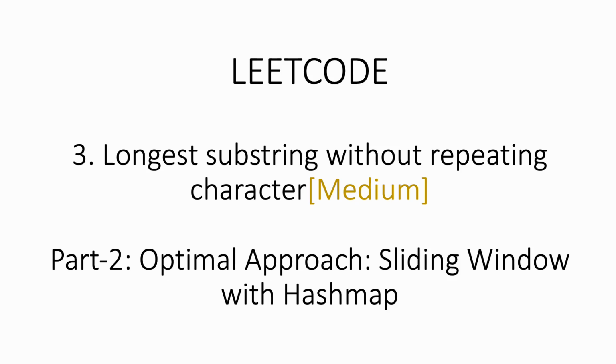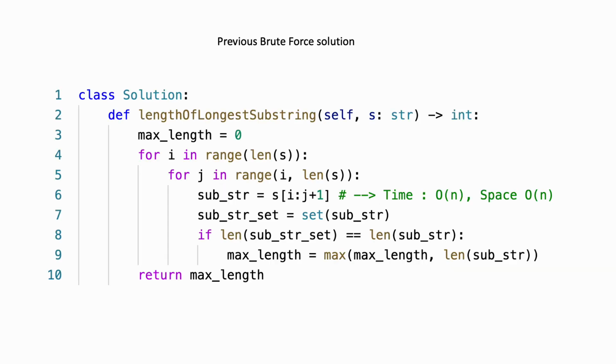Hello everyone. In the last video we looked at the question longest substring without repeating characters and solved it with the brute force approach by calculating all possible substrings and determining the substring with maximum length without any repeating characters. Today we will look at solving the problem with an optimal approach that will have the time complexity O of n.